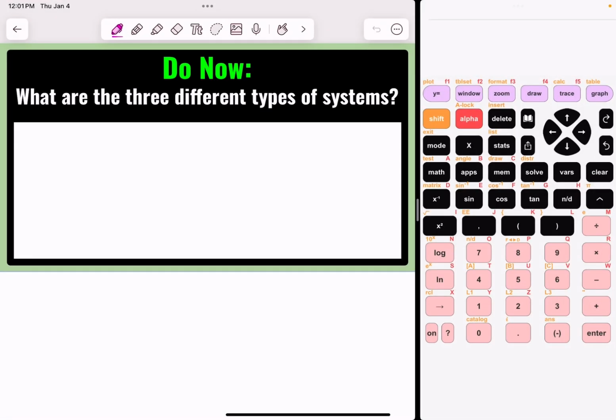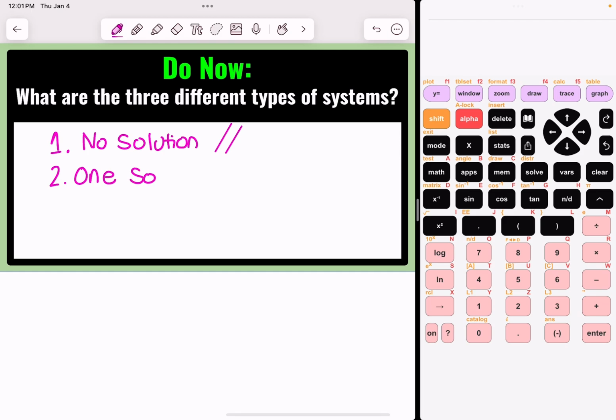Hello, today we are going to learn about the three different types of systems. So let's see what they are. The first one is a system that has no solutions. If the system has no solution, that means that the two lines would never ever cross when you graph them. Then the second one is one that has one solution.